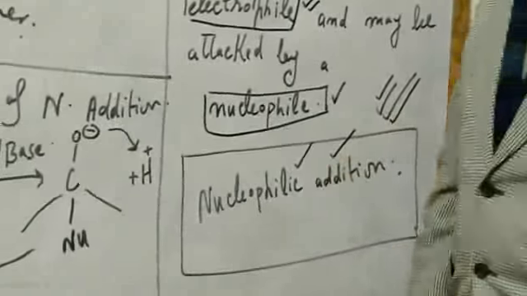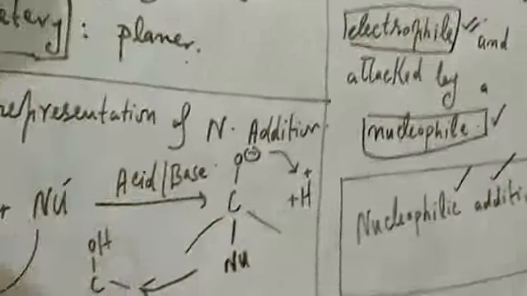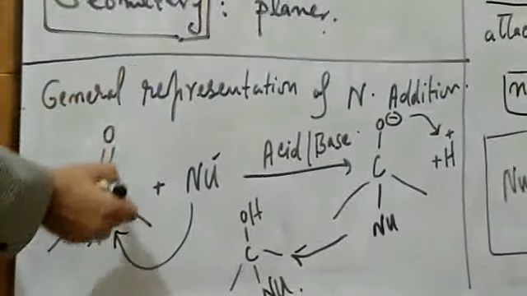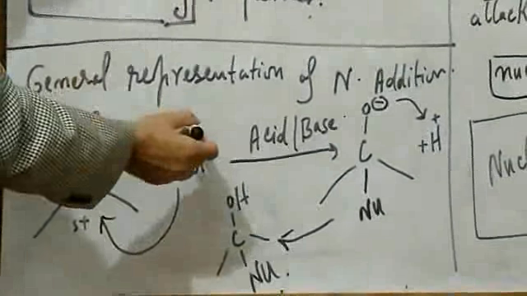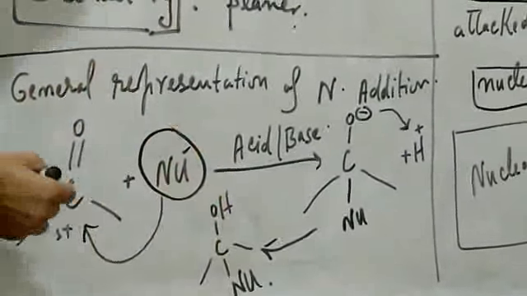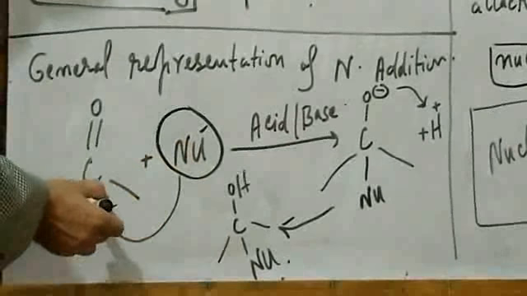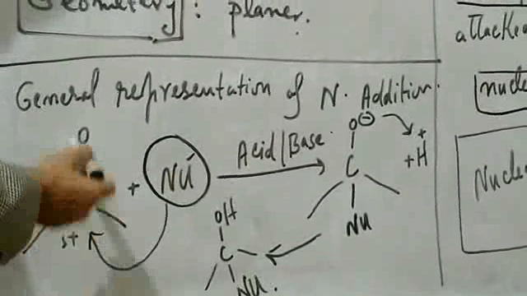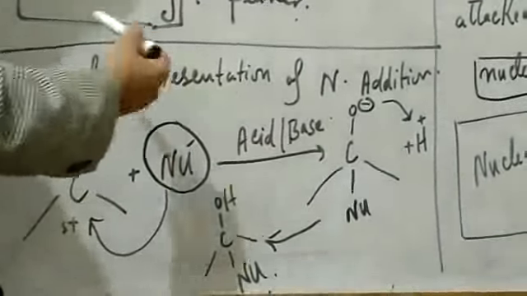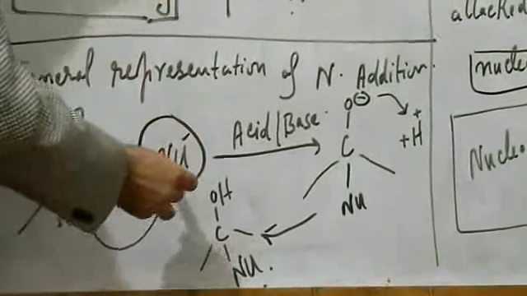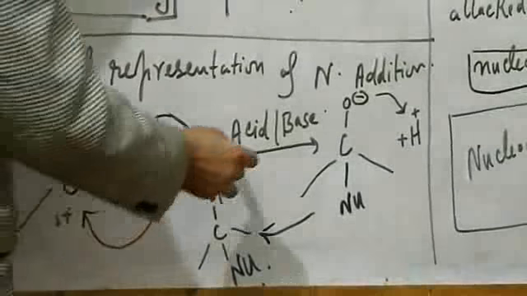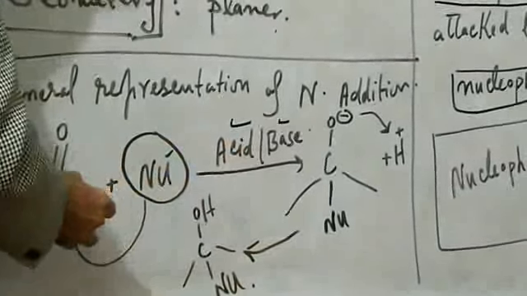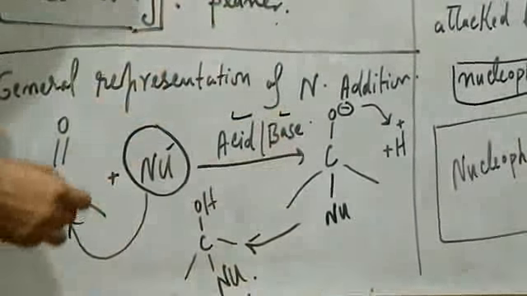You can represent the general nucleophilic addition by this mechanism. Here we have the carbonyl carbon and we have this nucleophile. This nucleophile will attack the positively charged carbon, which may be slightly or completely positively charged, depending upon the medium of the reaction. The reaction will be catalyzed either by acids or by bases.